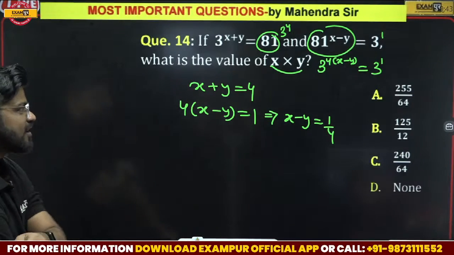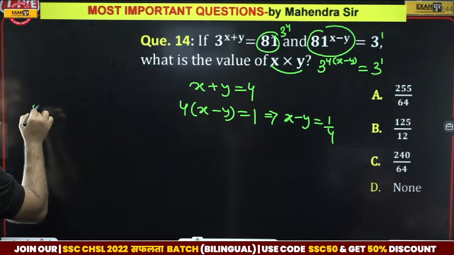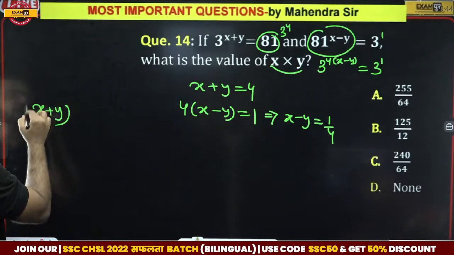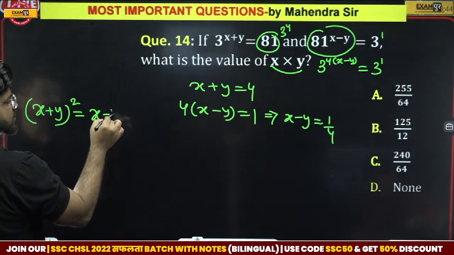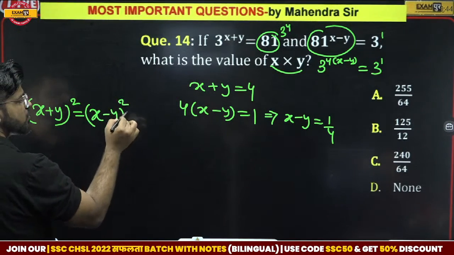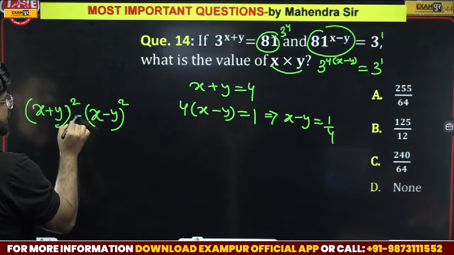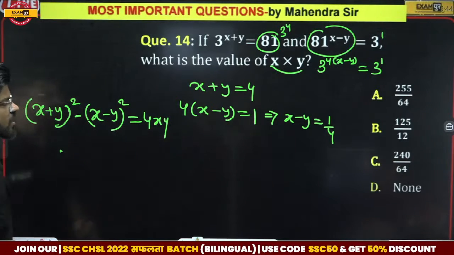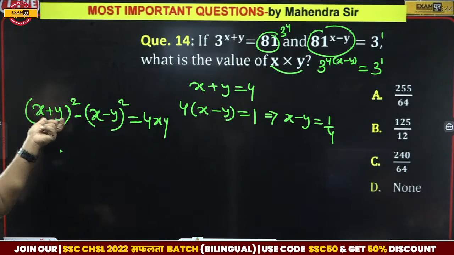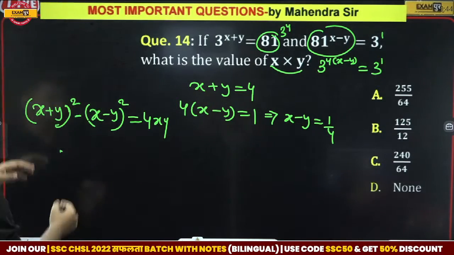So we are going to solve this very typical question in a very smarter way. So we know that x plus y whole square minus x minus y whole square is equal to 4xy. So we have x plus y, we have x minus y, and we have what? xy. Okay, so just put the values.